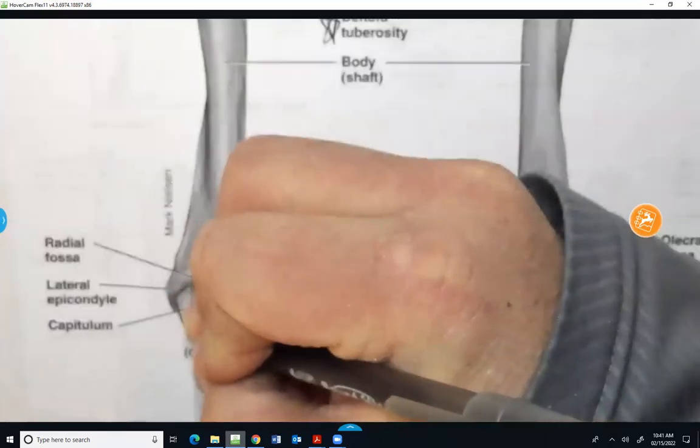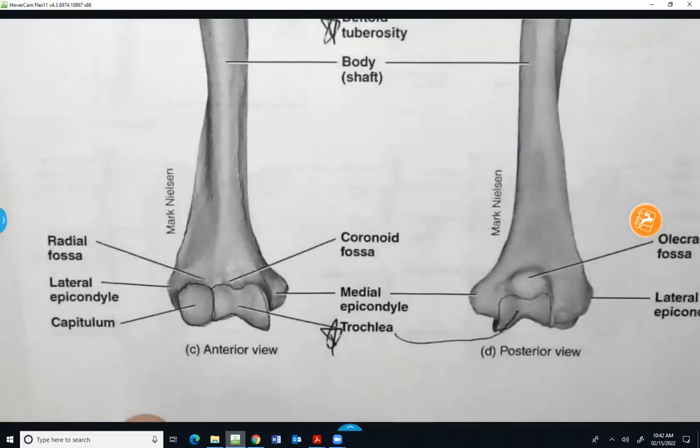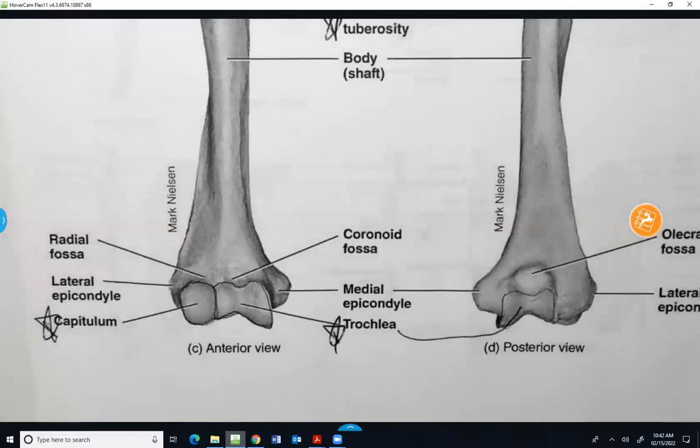Well, laterally, there's also a rounded knob called the capitulum. And the capitulum is where the radius interacts with the humerus. And that's like the lesser elbow joint. It's not the real true elbow joint. It's a joint because it's two bones connecting. Okay.